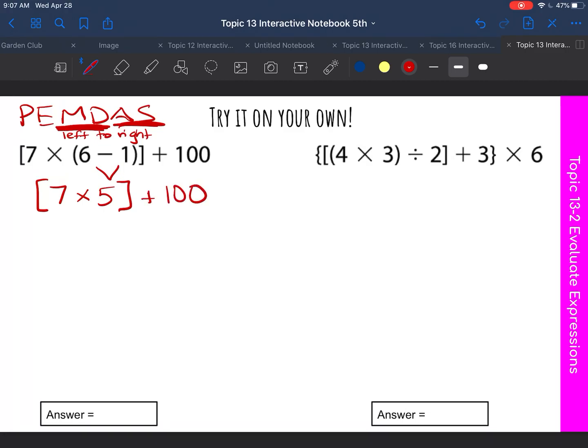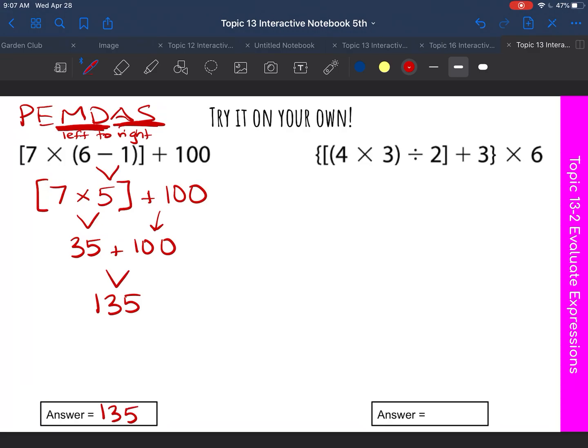Now what do we solve in this problem? Well, now we're going to do the brackets. So 7 times 5 is 35. Bring everything else down, which is the plus 100. And now the only thing left to do is the addition. 35 plus 100 is 135.